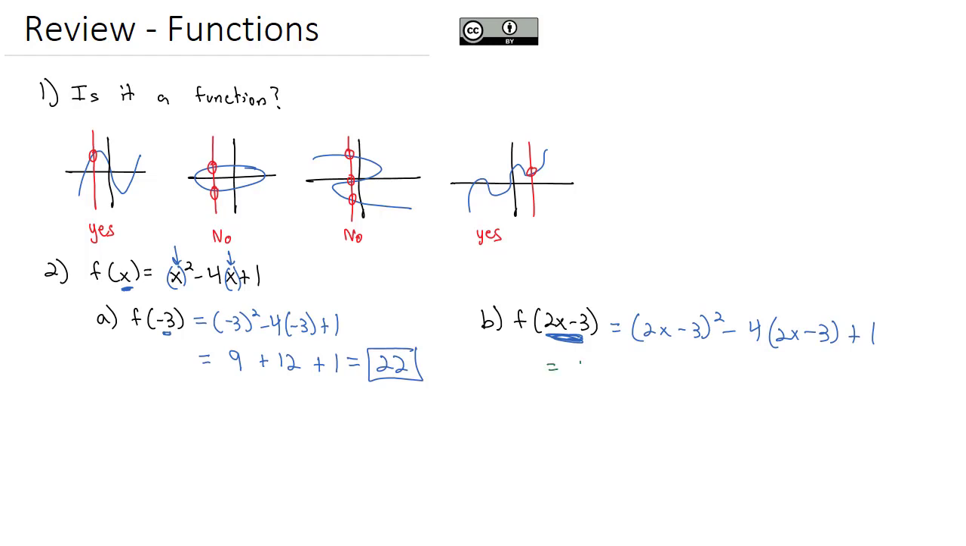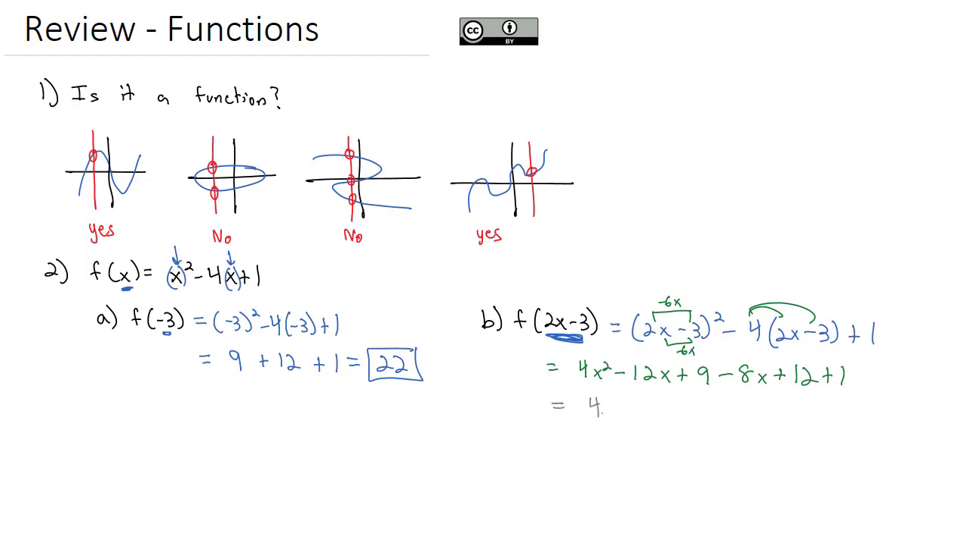When we square, we get 4x squared minus, we multiply those together and get negative 6x, and it's there twice, giving us negative 12x plus 9. Distribute the negative 4 through, and we get negative 8x plus 12 with a plus 1 at the end.